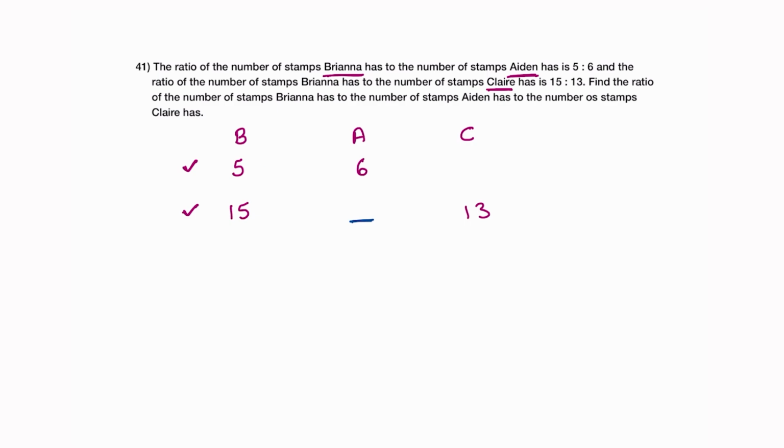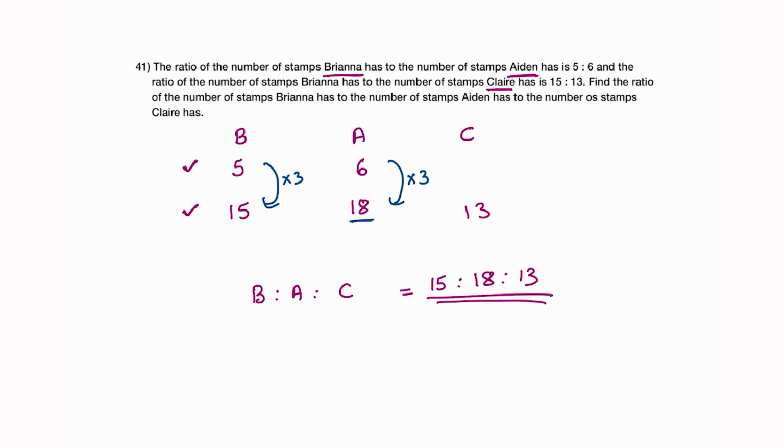So let's find it. Now for this, how do we reach here? 5 times 3 gives us 15, right? So we do the same thing here. 6 times 3. So that is 18. So Brianna as to Aiden as to Claire is 15 as to 18 as to 13. That's it. So you just had to do the equivalent ratio.